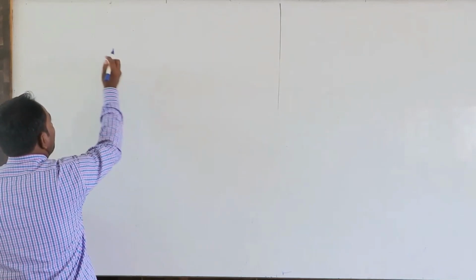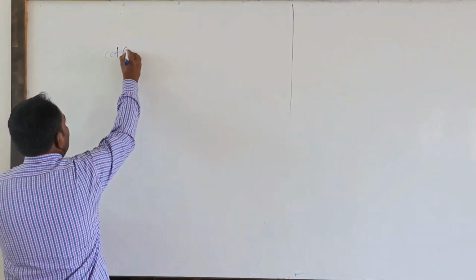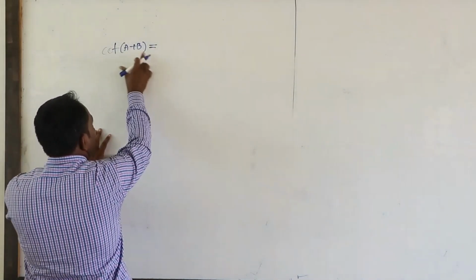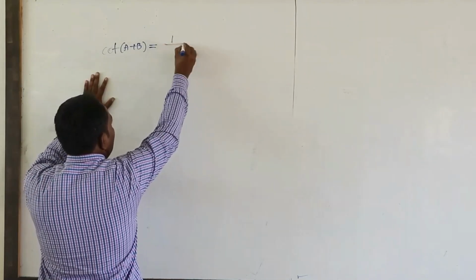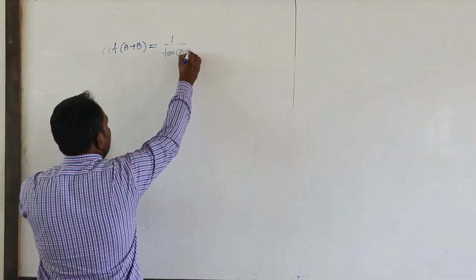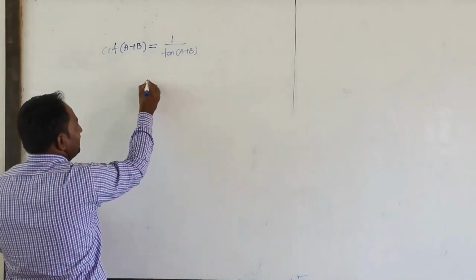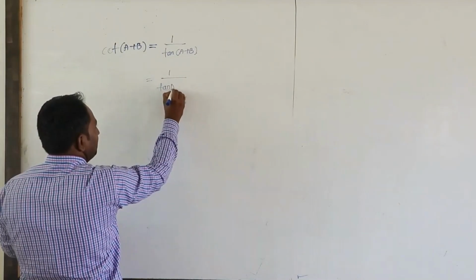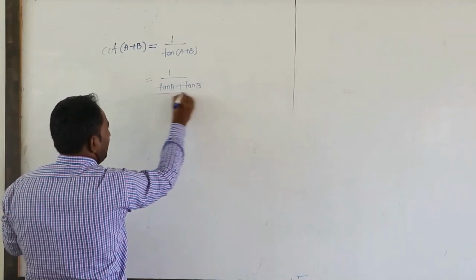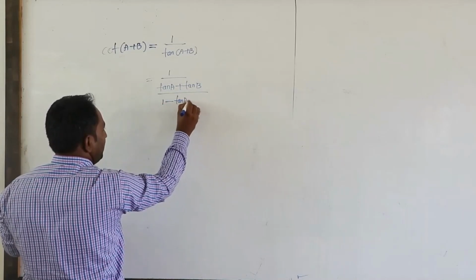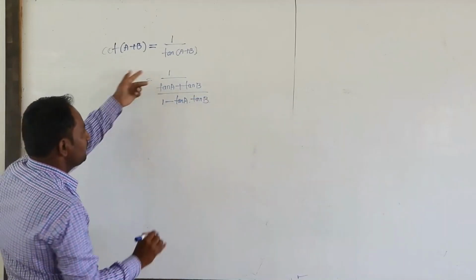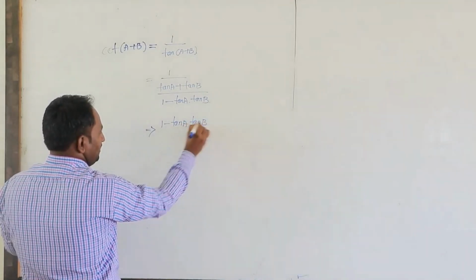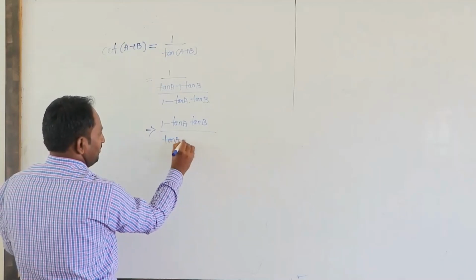Again we can derive the formula for cot of A plus B. Here, how to determine cot of A plus B? Cot of A plus B is equal to 1 divided by tan of A plus B. Already we know the formula for tan of A plus B is tan A plus tan B divided by 1 minus tan A into tan B. Taking the reciprocal, 1 minus tan A into tan B divided by tan A plus tan B.